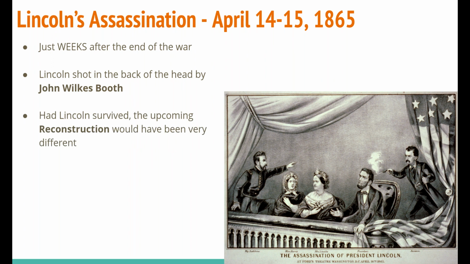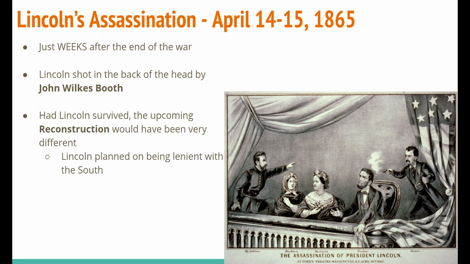And so had Lincoln survived, had this not happened, had he not been assassinated, it was the first, right, presidential assassination at this point. We've had presidents die in office, but nobody's been assassinated. And so had Lincoln survived, though, the upcoming period of Reconstruction, of rebuilding the South and bringing them back into the fold, would have been very different because Lincoln wanted to be super lenient with the South. He said, look, I want to put this all behind us. I want to treat the South relatively well so that we don't have anything like this going forward.